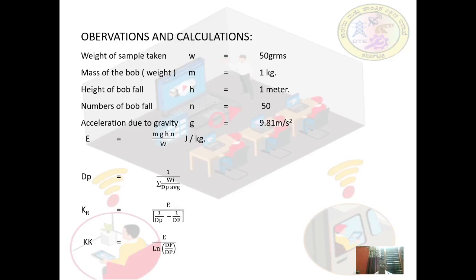Then Kr, Rittinger's law constant, is equal to E divided by 1 by dp minus 1 by dF, where dp is the final particle size and dF is the feed size. And Kk, Kick's law constant, is equal to E by ln dF by dp. By substituting the values of this, we can find the constants. Thank you.